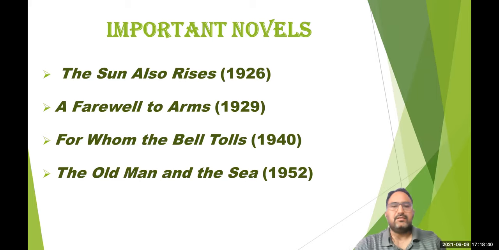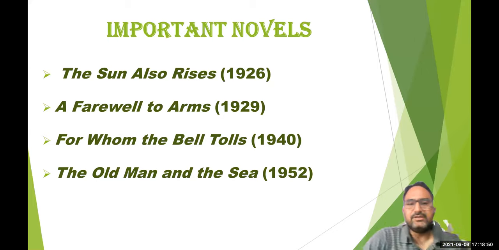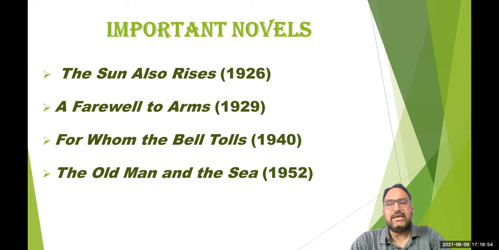And then came the masterpiece, The Old Man and the Sea, which is there in our syllabi, which we are going to discuss in our next lecture. It got published towards the end of his career in 1952. So these 4 novels, you should remember the names of these 4 novels. These are the most important works written by Ernest Miller Hemingway.